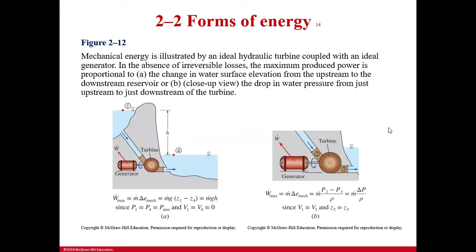Mechanical energy is illustrated by an ideal hydraulic turbine coupled with an ideal generator. In the absence of irreversible losses, the maximum power produced is proportional to the change in water surface elevation from the upstream to the downstream reservoir in B. So it is at position A, it falls to position B, a change in potential energy, or the drop in elevation that was in part A on the left. In part B, they're showing you the drop in water pressure from just upstream to downstream of a turbine.